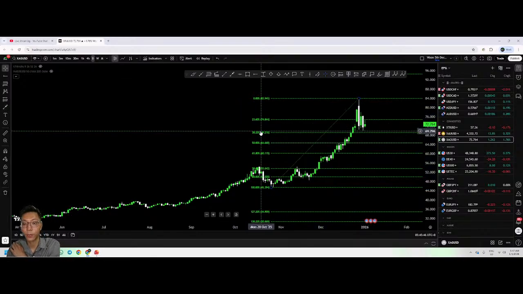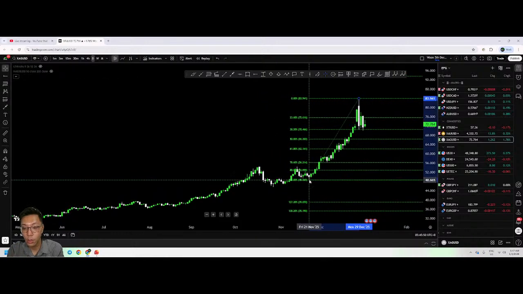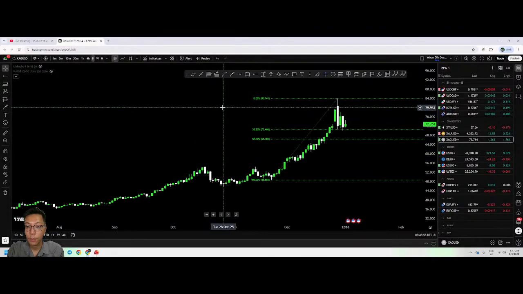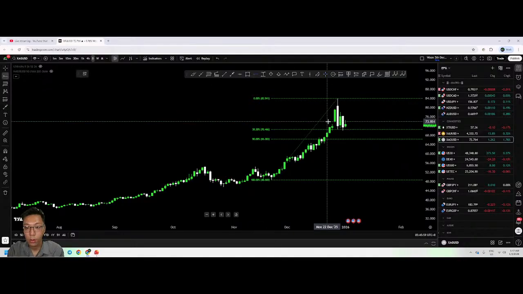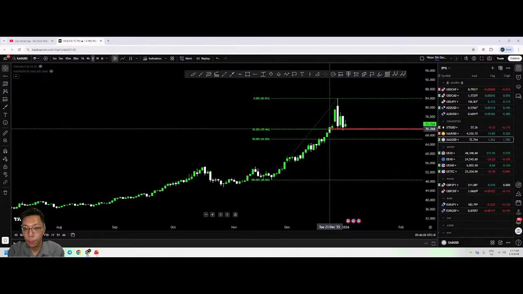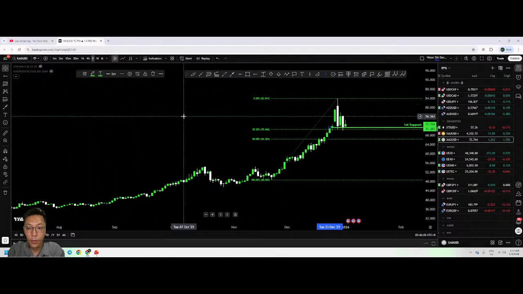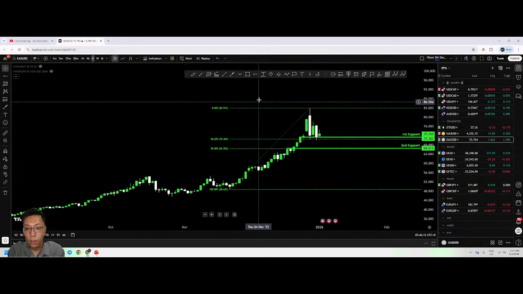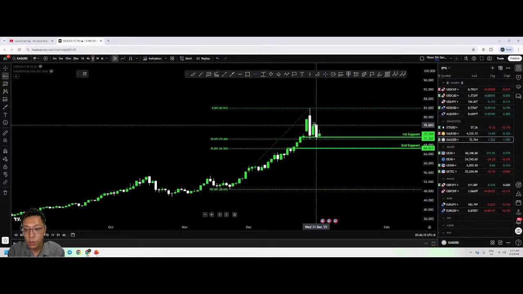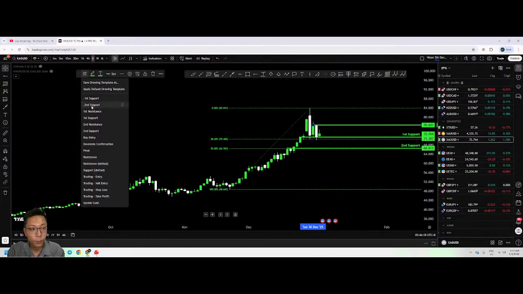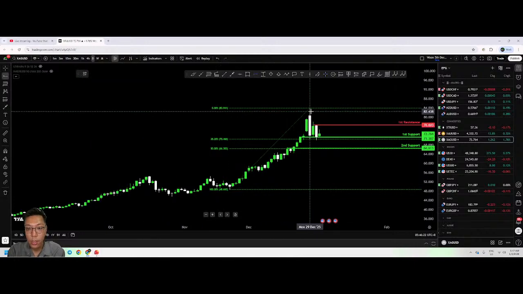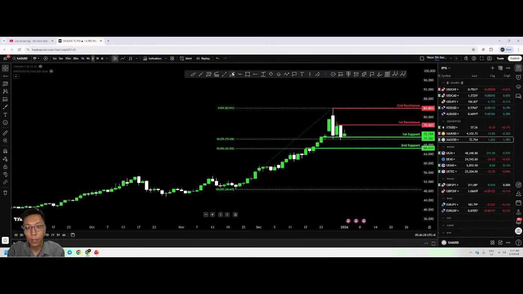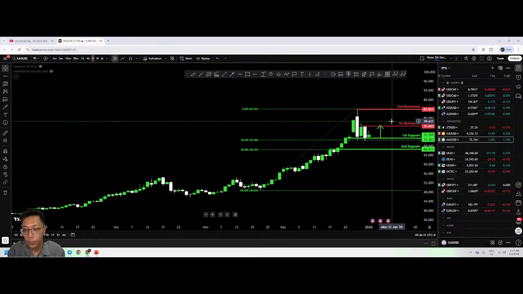No worries, my friend. This level, 38.2 and 50. Just this level. This is my first support. This is my second support. And for resistance, we shall use this as our first resistance, and this as our second resistance. That's all for silver.